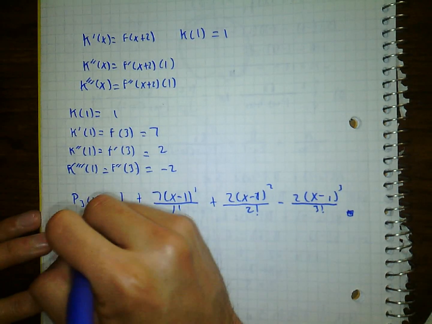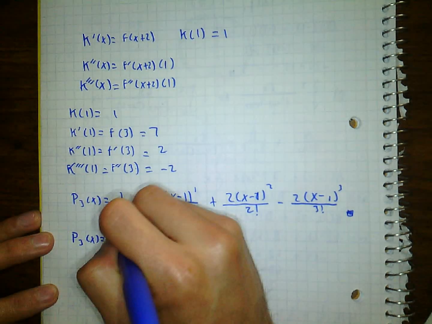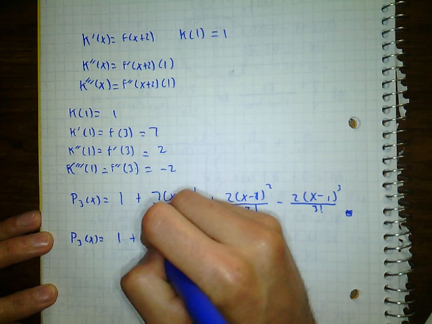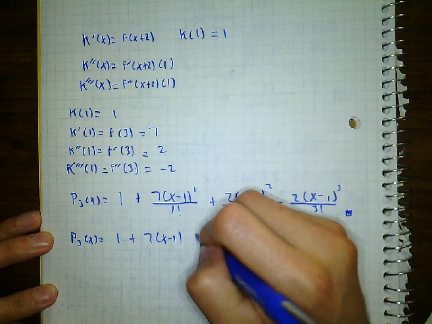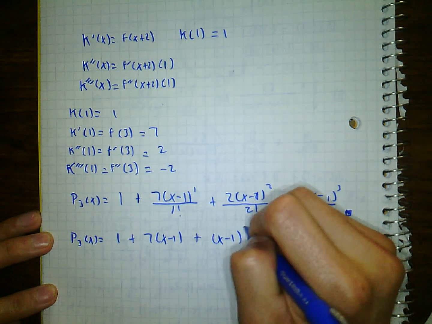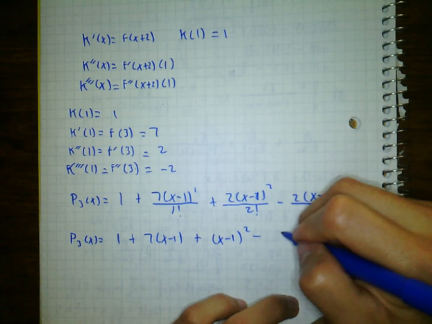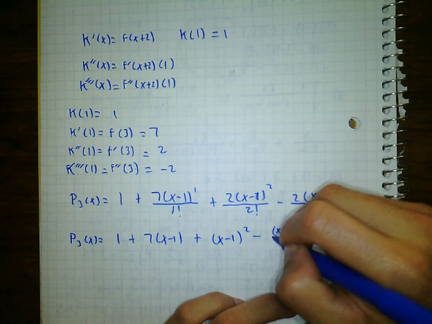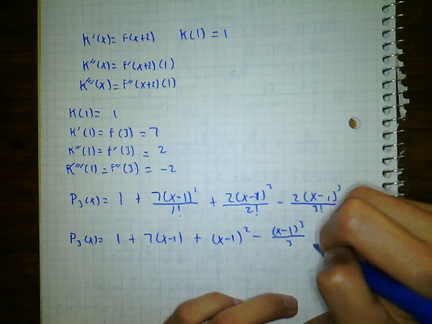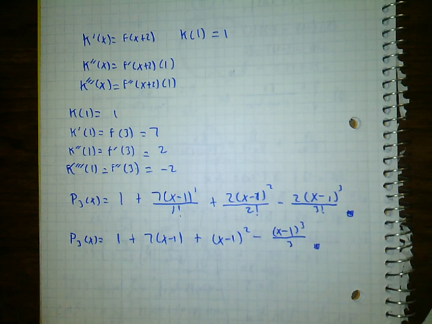If you insist and you have time, you can simplify, and this is just going to be 1 plus 7(x minus 1) plus (x minus 1) squared minus (x minus 1) to the third power over 3. Cool. So overall, not too bad.